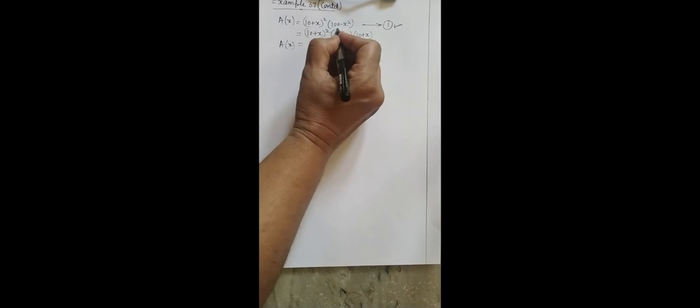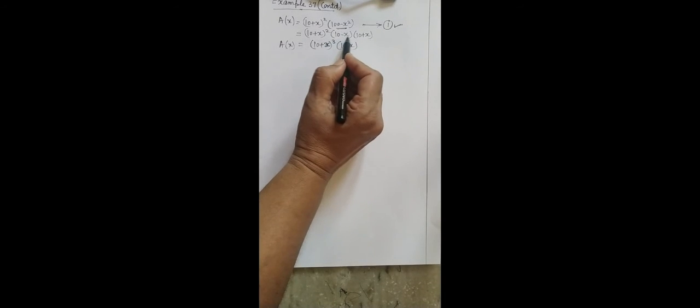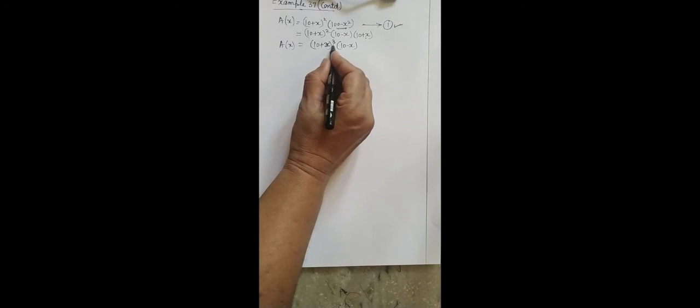Now I am further simplifying it. 10 plus x whole square. Now factorize this expression also. So the factors of this expression, 100 minus x square, will be 10 minus x into 10 plus x by using the formula that a square minus b square is equal to a minus b into a plus b. So it will be 10 plus x whole square into 10 plus x. It is 10 plus x whole cube into 10 minus x.